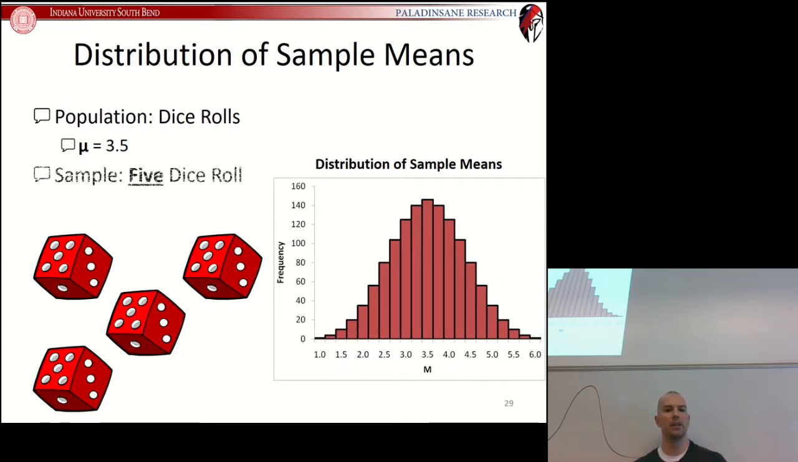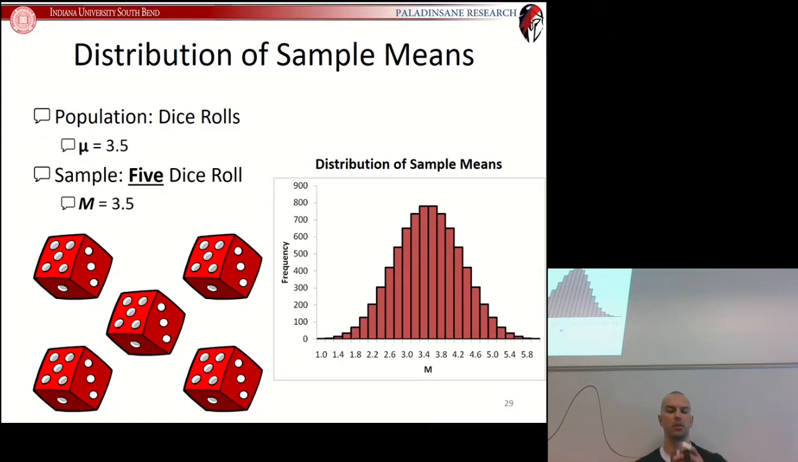And then finally, let's finish it off with a sample of 5 dice rolls. We have still a distribution of sample means average of 3.5, and now that's the shape of our distribution of sample means.